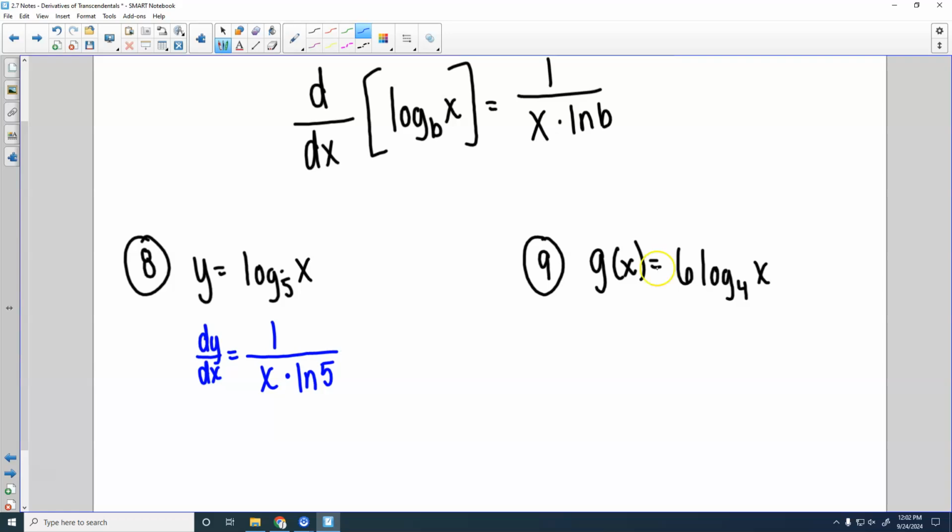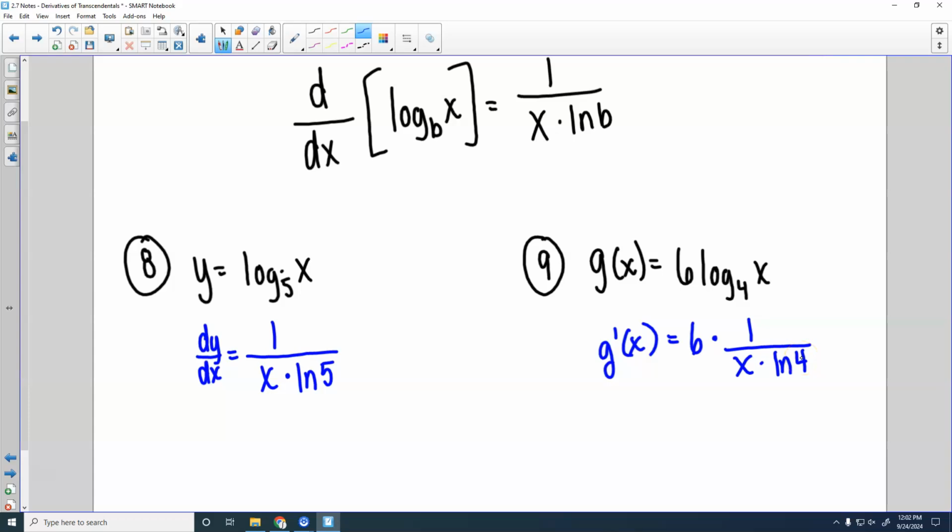9 is only slightly more difficult. When I take the derivative of g of x right here, 6 is a coefficient, so it's going to just sort of hang out front. You don't really do anything with it. The derivative of log base 4 of x is going to be 1 over x times the natural log of the base, which is 4.